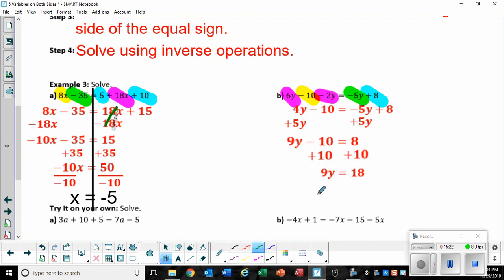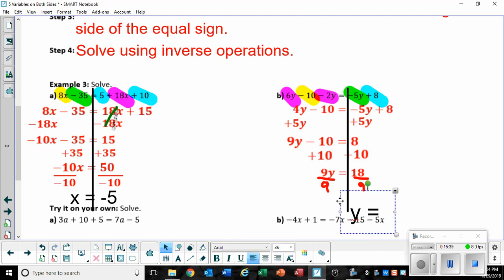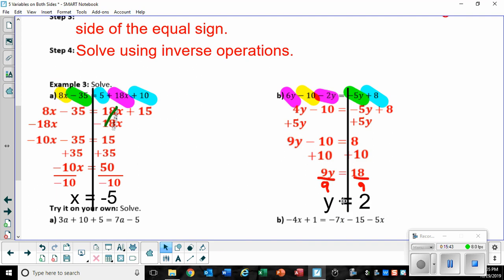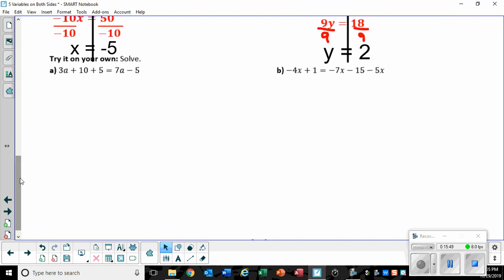I'm going to divide both sides by 9. Ooh, this is hard to do when you don't have a pen. And it comes out to be y equals 2. And that's my final answer. Again, I can check it to make sure. Okay? You guys are going to try these two on your own.